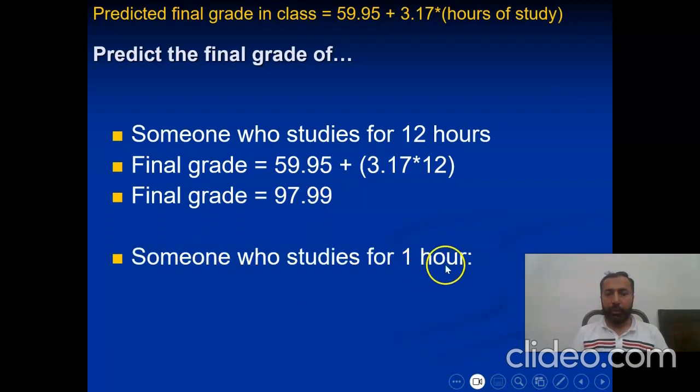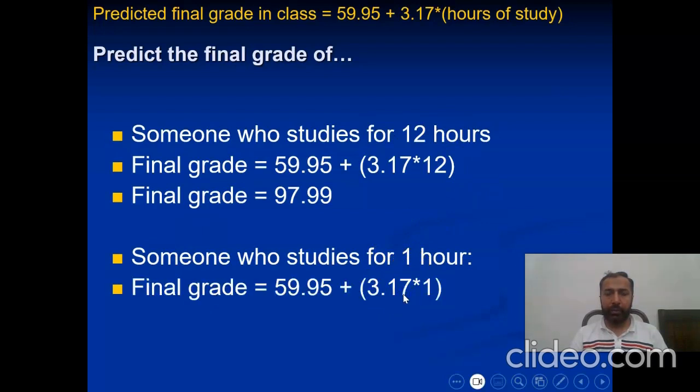Similarly, if a student has studied only 1 hour and we have found the regression equation, then we can easily predict the grade of that student by putting 1 hour in x in the regression equation. So this was our regression equation, 59.95 plus 3.17 into x. So now x will be 1 hour and the final result will be 63.12. So we shall conclude that if a student studies 1 hour, the regression equation predicts that the final grade of that student will be 63.12%.